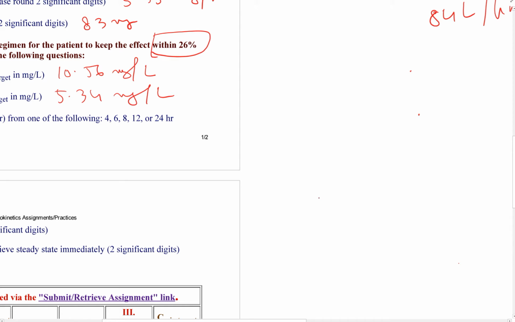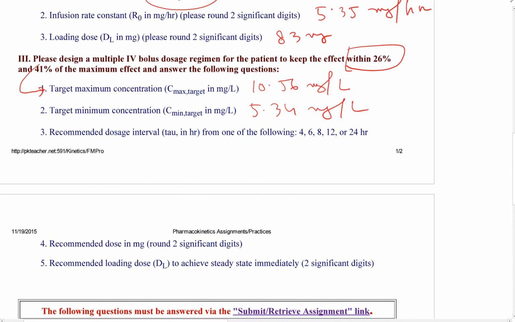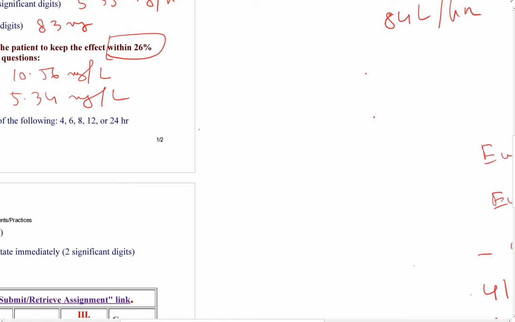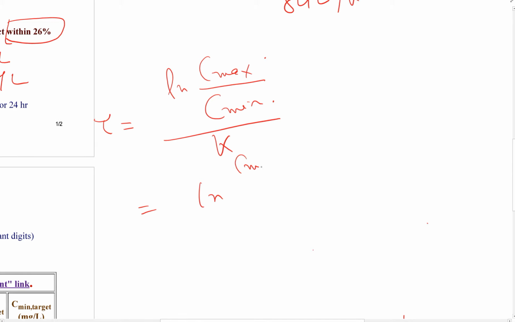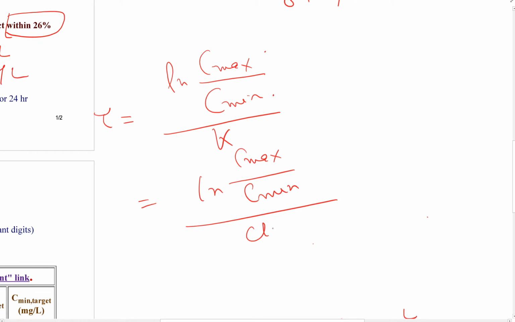We have our Cmax, Cmin. Then it is asking recommended dosing interval. We have to calculate tau, and tau has an equation like this: log Cmax divided by Cmin by K. We do not have K, we have Cmax and Cmin. So what we can do? We can convert it, log Cmax by Cmin. K is CL by V. So now you do this calculation.